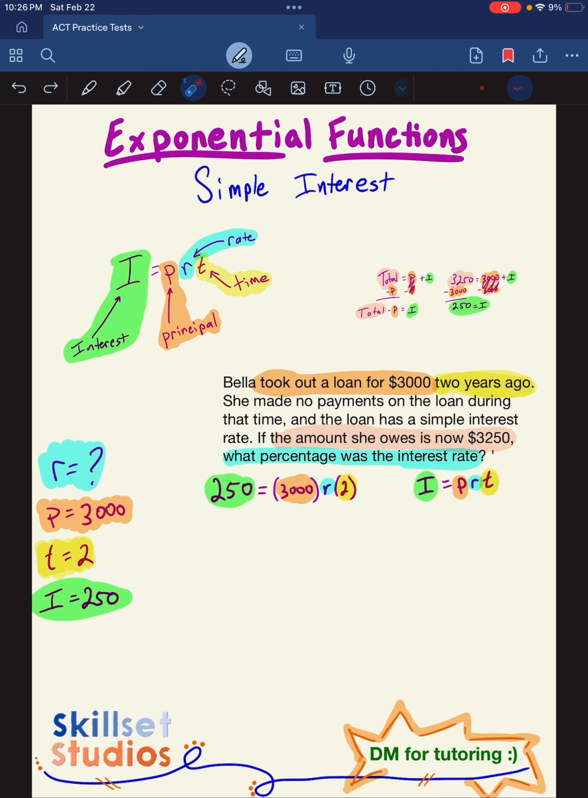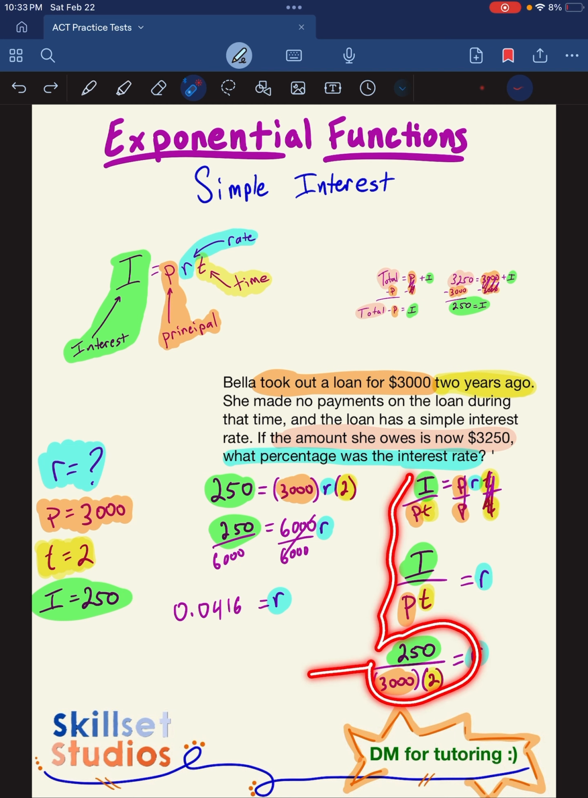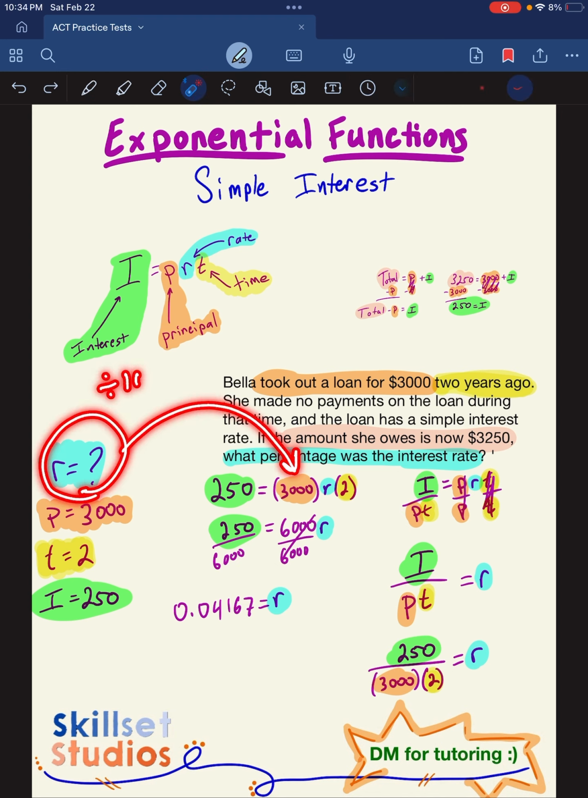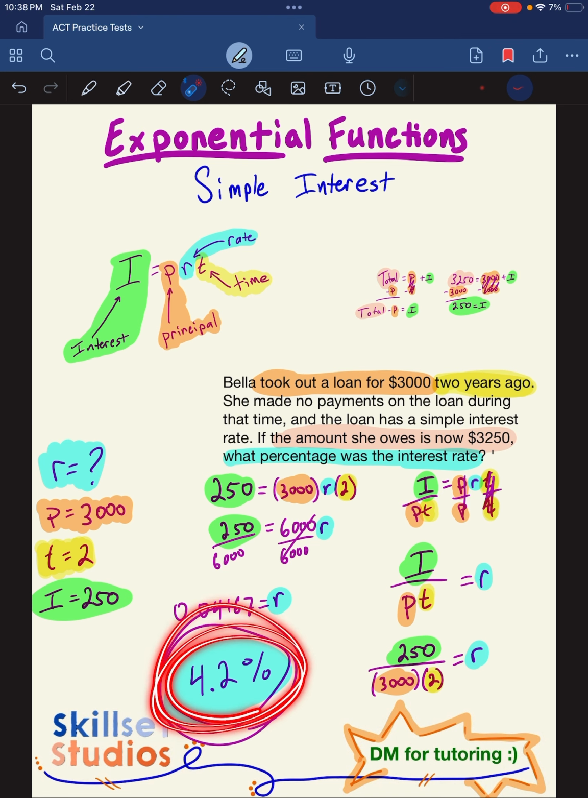So now that we have all the values in our formula, we can either substitute them in first or get the variable by itself first, whichever you prefer. Anytime you want to find a variable, it has to be by itself in the formula. Since P and T are multiplying by R, we would want to divide them on both sides in order to get R by itself. Whether you substituted your numbers in first and then solved, or isolated your variable and then substituted, either way, our answer brings us to 0.0416666667. Now, if you remember from earlier, whenever we would put R into the formula, we would divide it by 100, which means we'd have to take this value and multiply it by 100 in order to get the percent, which gives us 4.167, or about 4.2%.